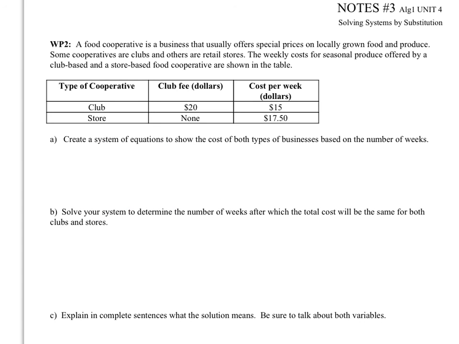So in this example, you are comparing food cooperatives that are either clubs or retail stores, and to see when their costs will be the same. So we know that at a club, the club fee is $20, and then it's $15 per week. And at the store, we have no fee, but a cost of $17.50 per week. So you're going to create your system of equations to show the cost of both types of businesses based on the number of weeks. You're going to solve your system to determine when the number of weeks it would be for the two businesses to be equal, and then you're going to explain in complete sentences what your solution means. Pause the video, press play when you're ready to check your answers.